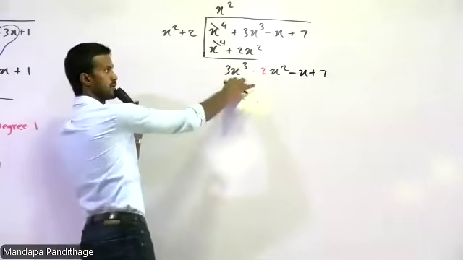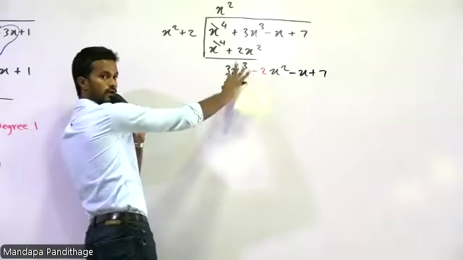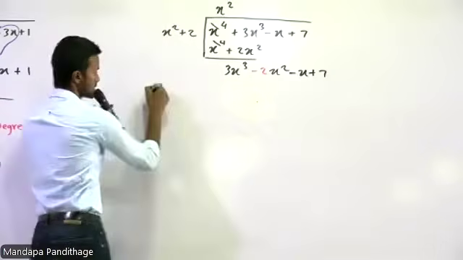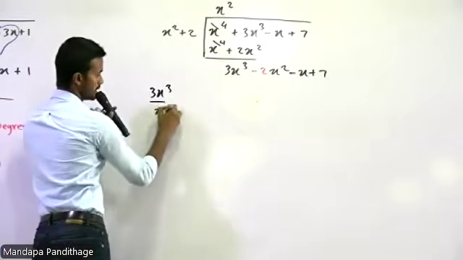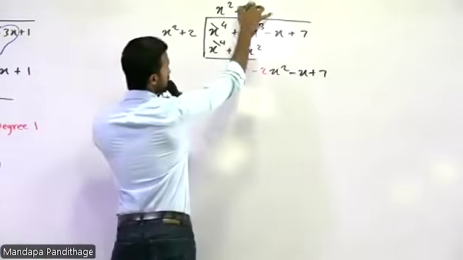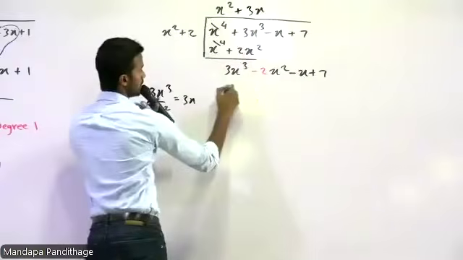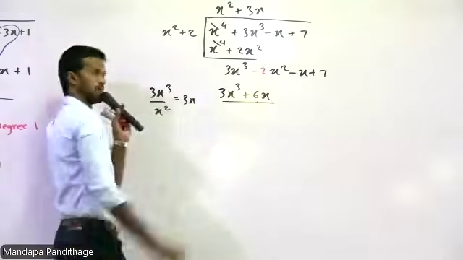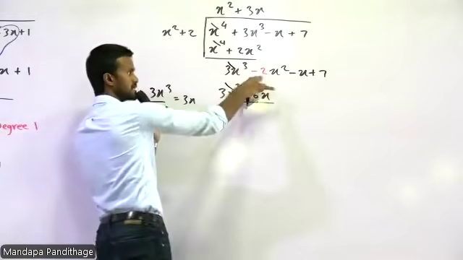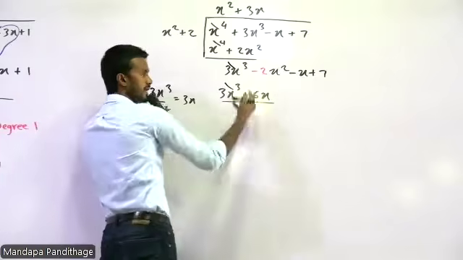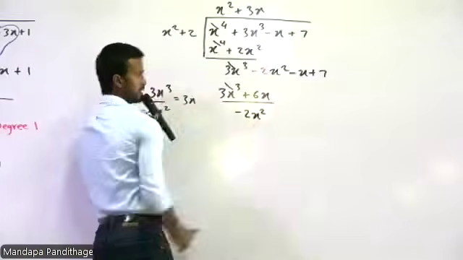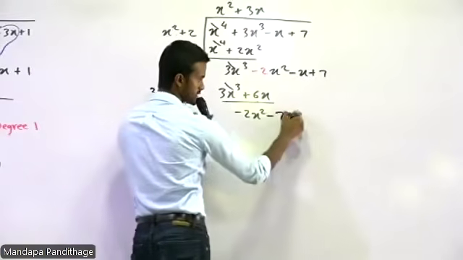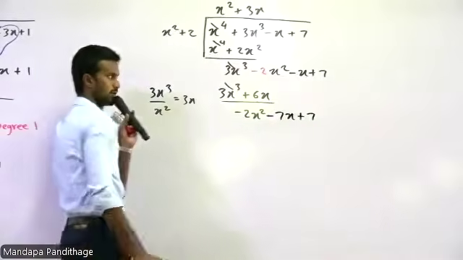Okay, hands up who got this step correctly. Okay, good. Then 3x cube divided by x squared is 3x. 3x multiplied gives 3x cube plus 6x. Again, you can't subtract this from this one, so it directly comes down, minus 2x squared. These two you can subtract: minus x minus 6x is minus 7x. And plus 7 directly comes down.